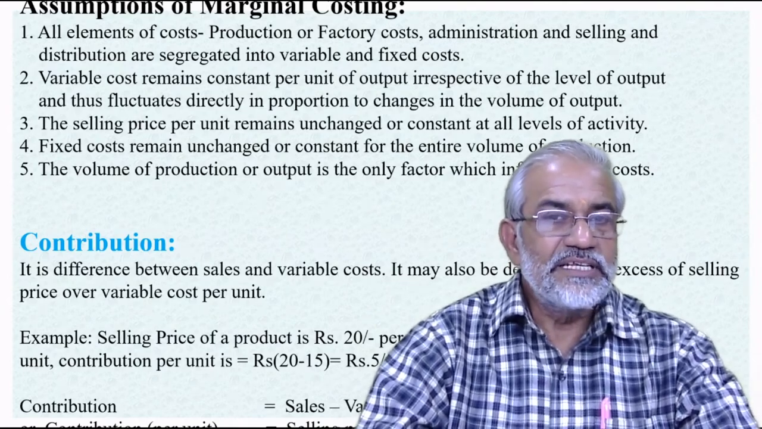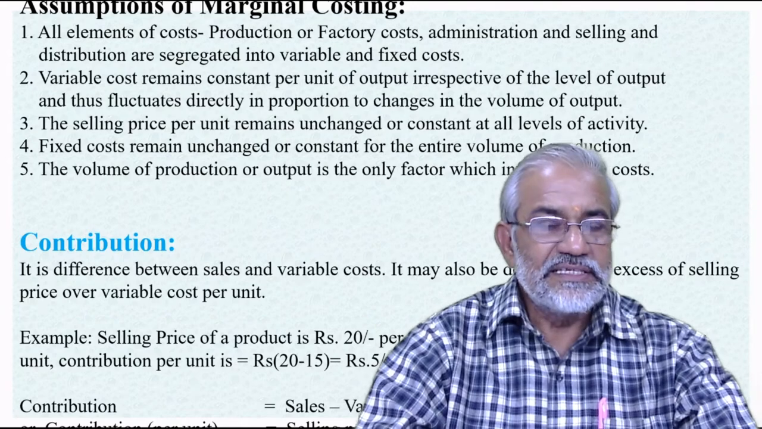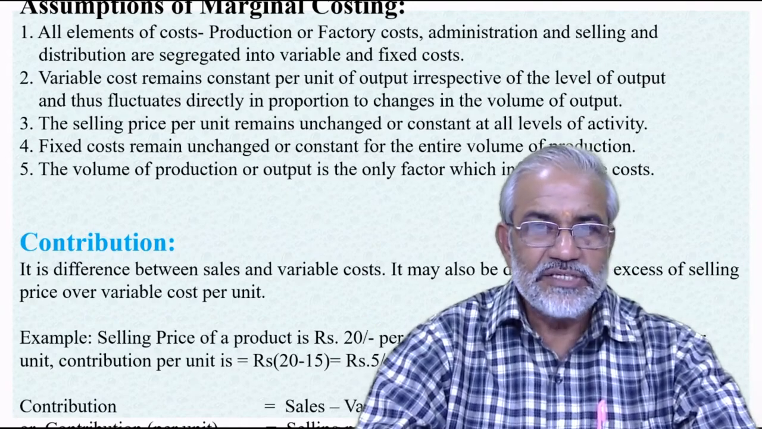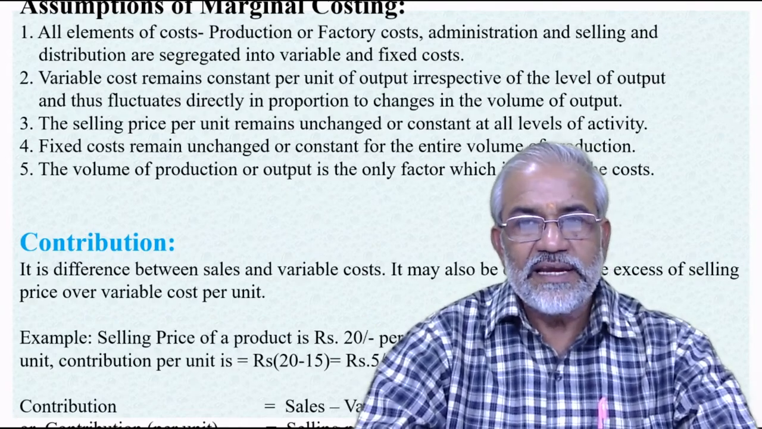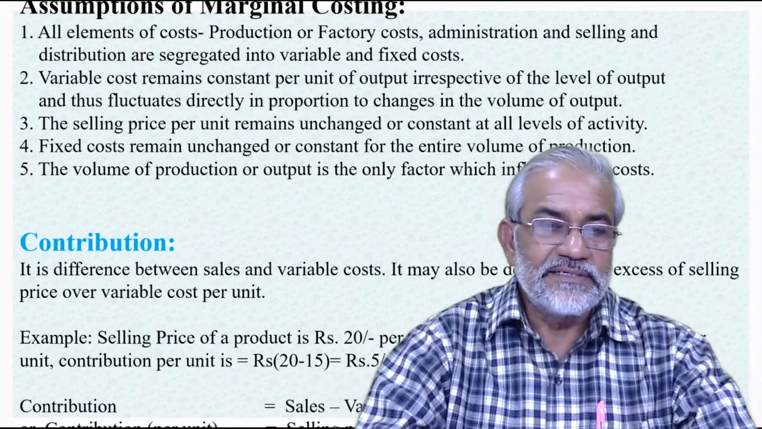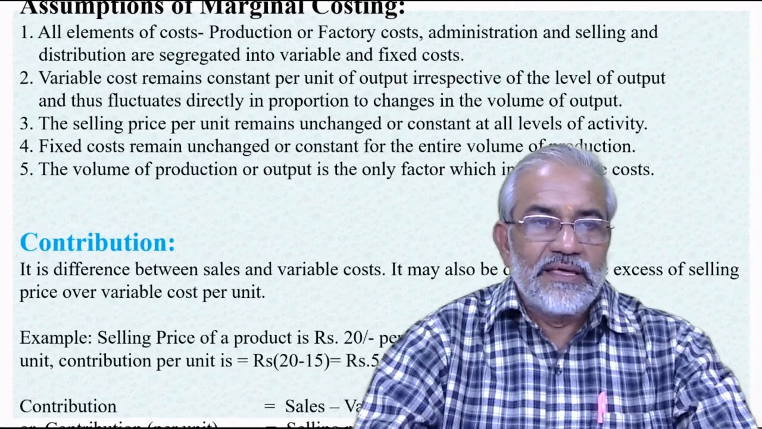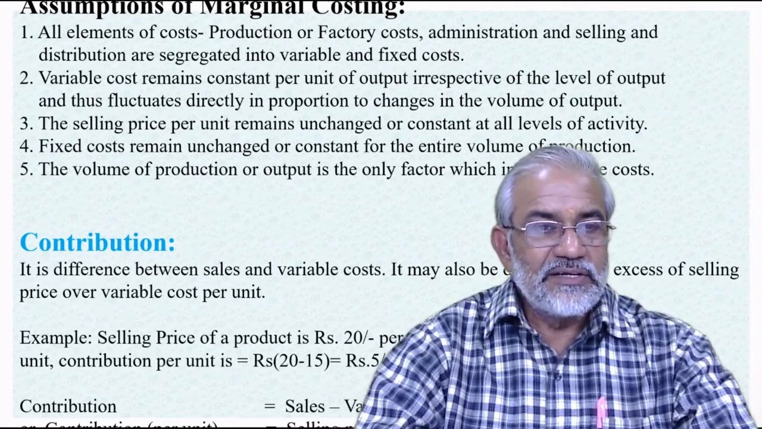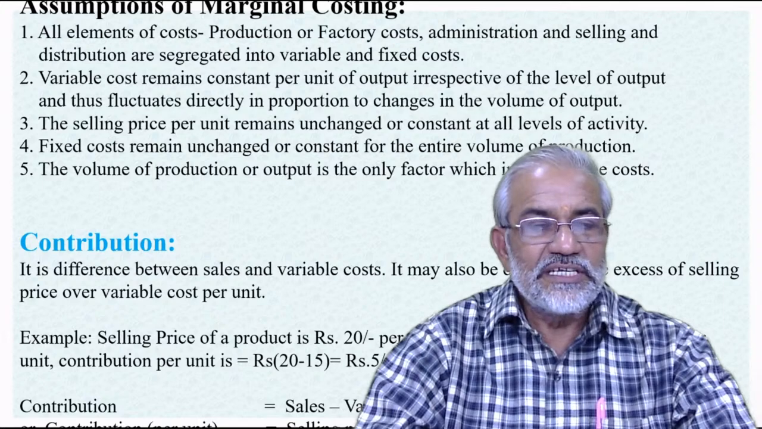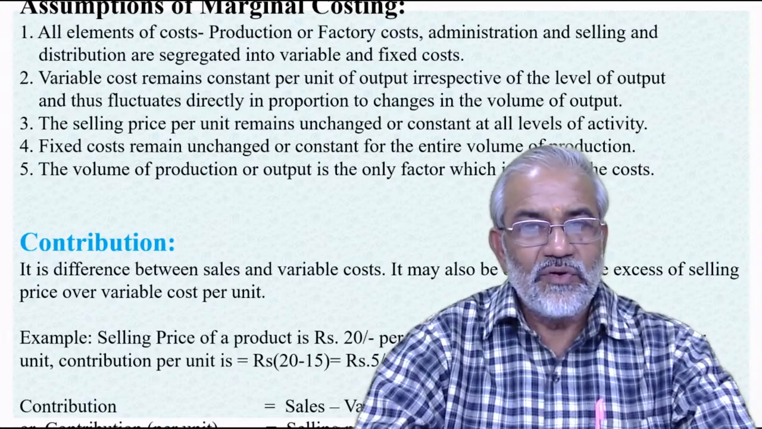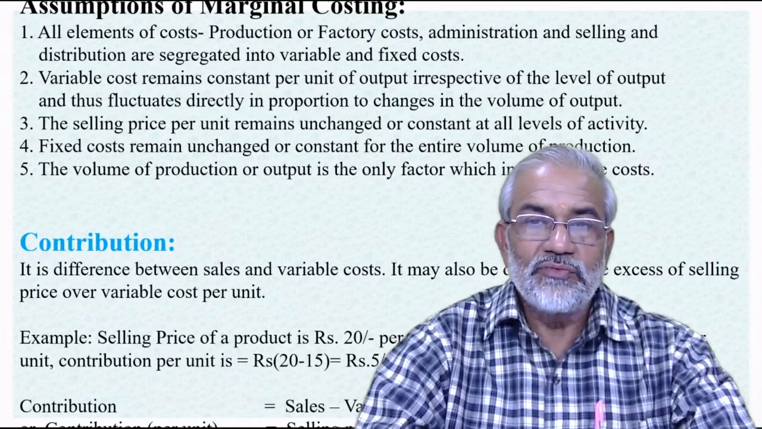The third assumption in case of marginal costing is that the selling price per unit remains unchanged or constant at all levels of activity. It doesn't vary with the levels of activity. The fourth assumption in case of marginal costing is that the fixed costs remain unchanged, or remain constant, for the entire volume of production.